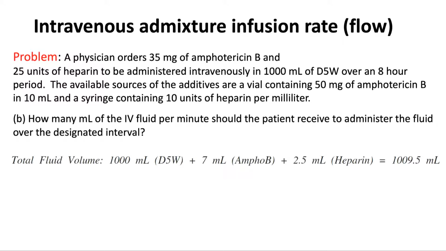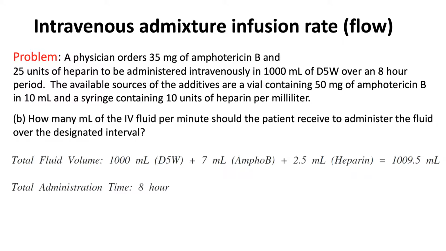Remember, volumes are additive. So we started with a 1,000 milliliter bag of D5W. That bag had 1,000 milliliters, but it didn't have any drug in it. So we added drug. We're going to add some amphotericin B and some heparin. Not only are we adding a certain amount of drug, we are adding a certain volume. Remember, we're adding 7 milliliters of amphotericin B and 2.5 milliliters of heparin. So by the time you add all of that together, we have 1,000 plus 7 plus 2.5 milliliters. All of that equals a total of 1,009.5 milliliters. So that's the total volume of fluid to infuse.